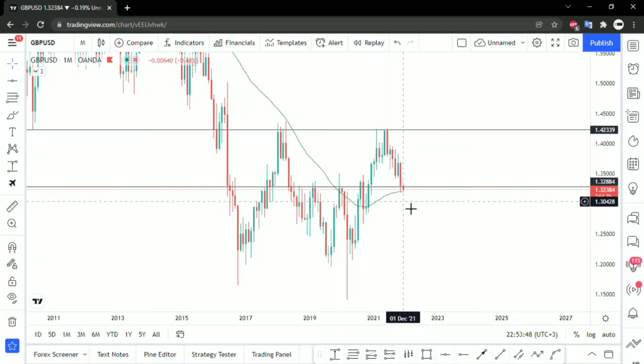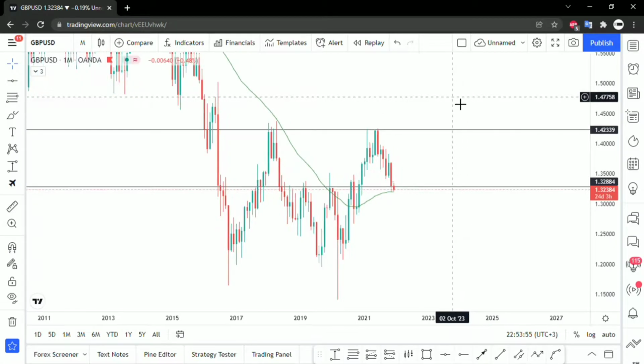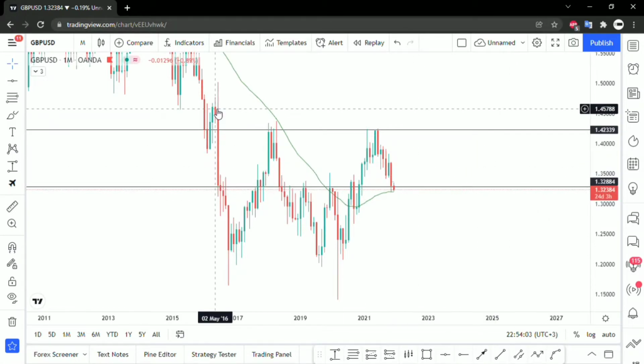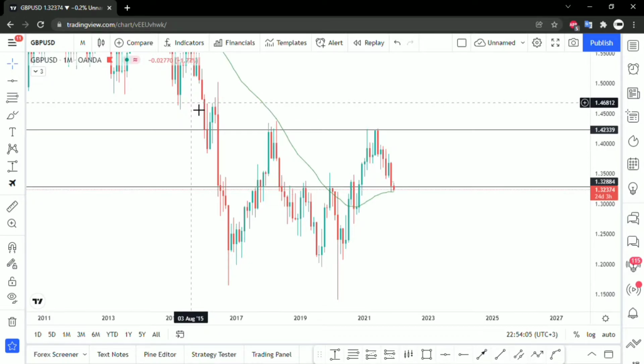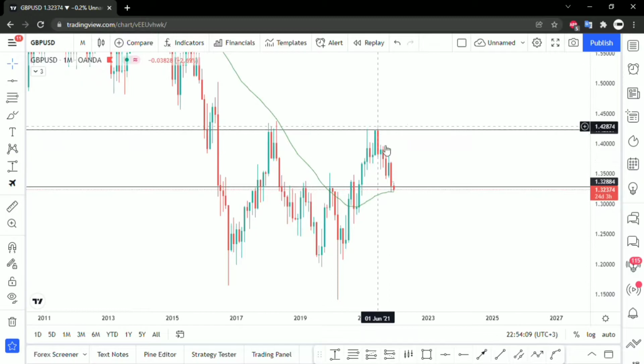So we are currently looking at the monthly time frame. You guys can see this. I decided for us to go quite far back because I want you to see how the market has been behaving for quite a while. This is the monthly time frame, so each candlestick represents 1 month.